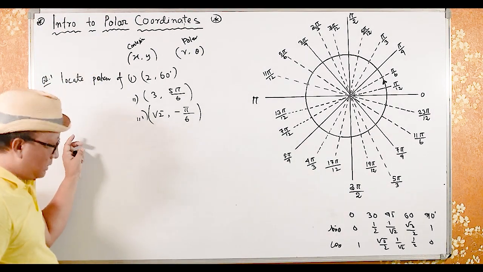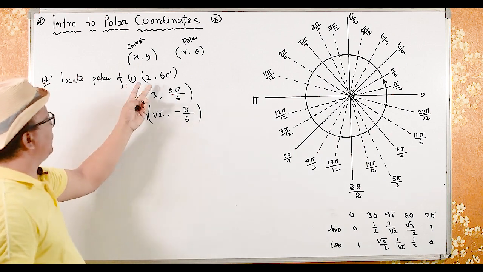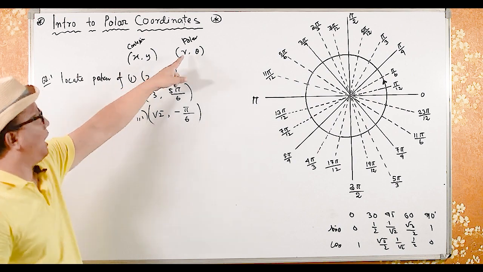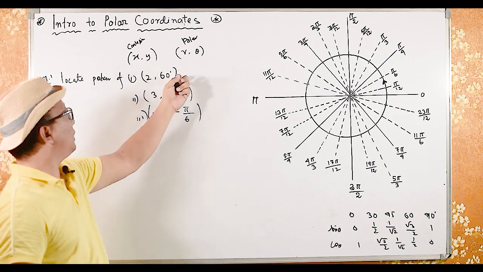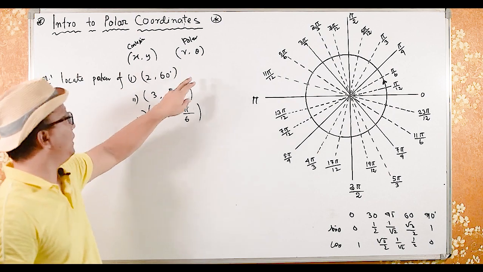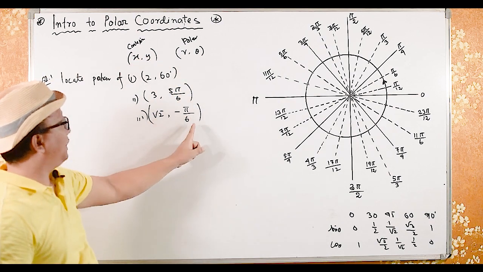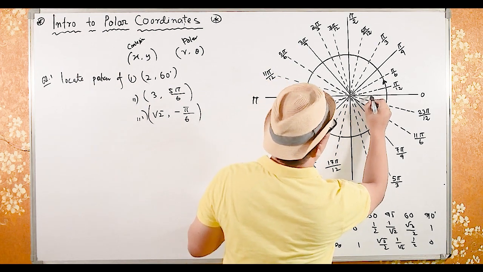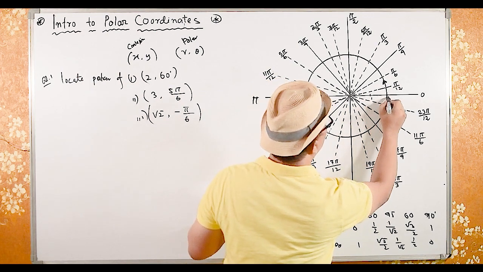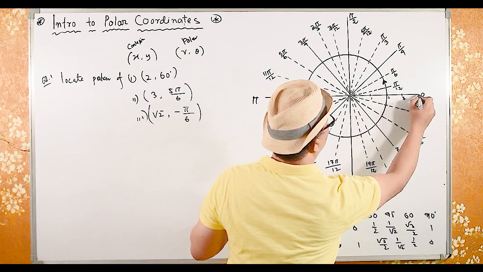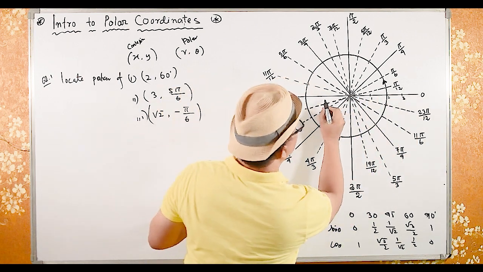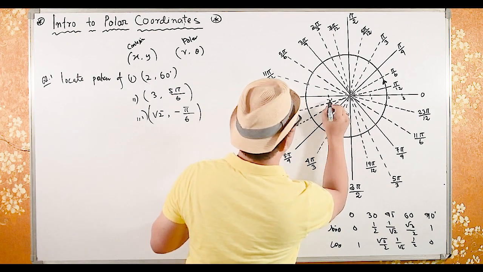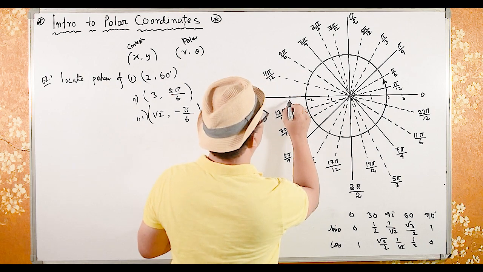Now question number 1 is to locate the polar point. Polar means the first coordinate is r, meaning distance. The next one is the angle. They might give it in terms of degrees or in terms of radians. For example, if I have this as 1, 2, 3 and so on, this is O. Similarly, I have 1, minus 1, minus 2, minus 3.